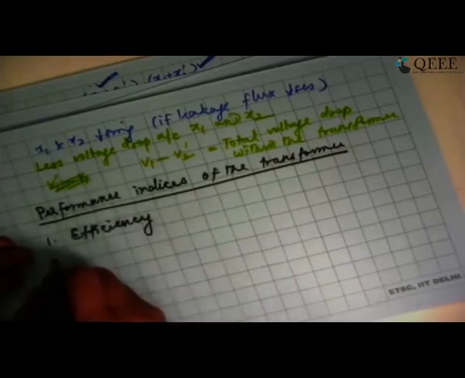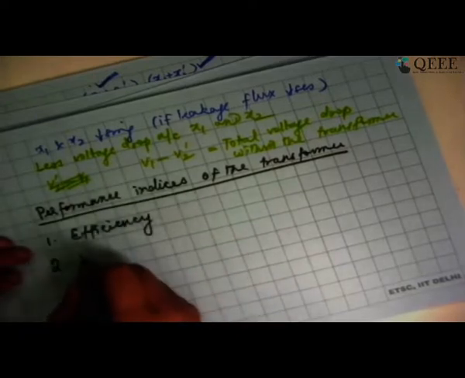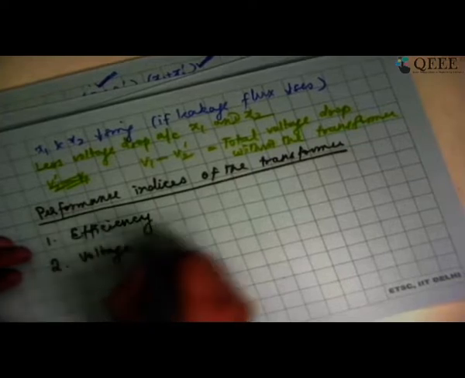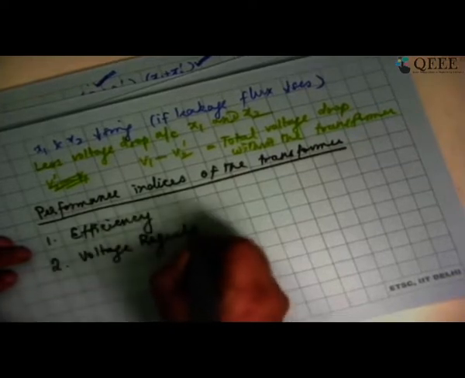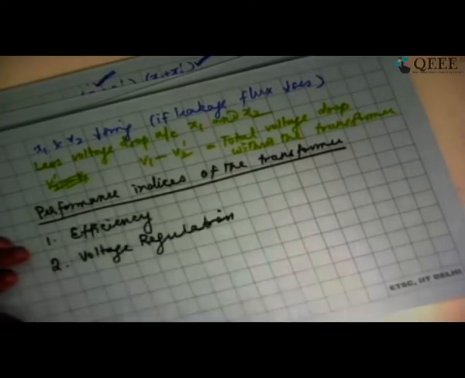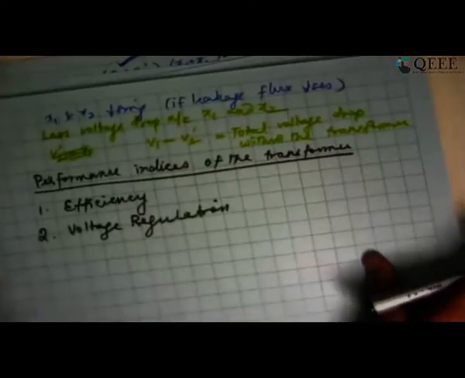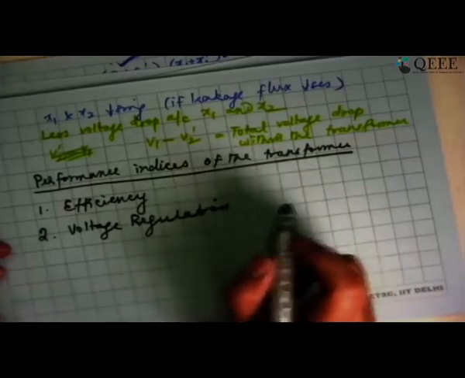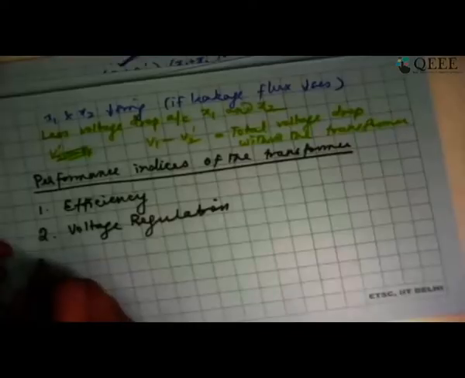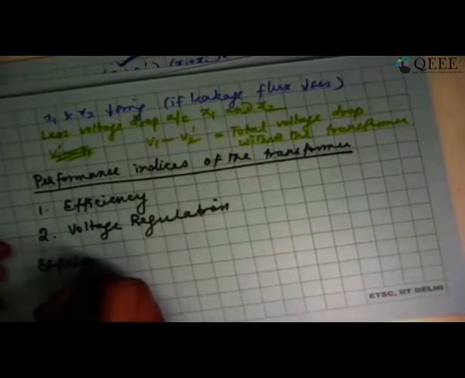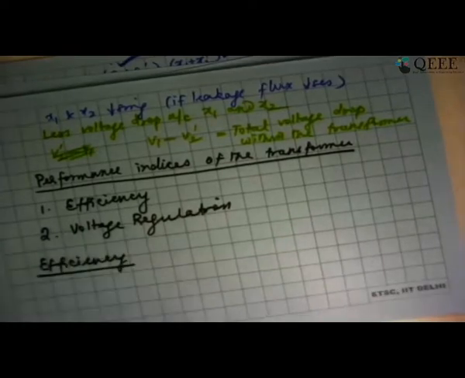And the second performance parameter is voltage regulation. These are the two major performance parameters we see for a transformer to determine whether it is a good transformer or a bad transformer. Efficiency, as usual, is decided by transferring the equivalent circuit parameters.